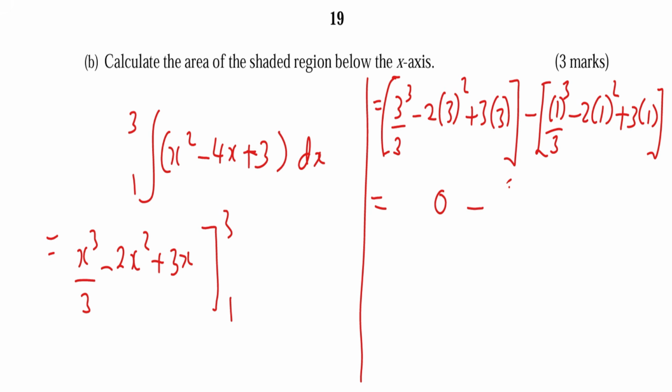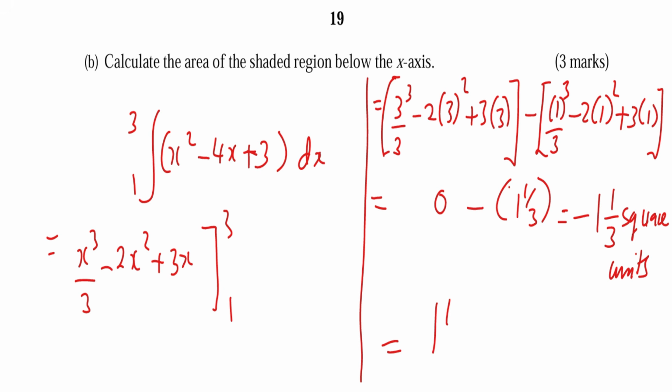For the minus, let's search for the other one. So 1 cubed divided by 3 minus 2 times 1 squared plus 3 times 1 gives me 1.333, which is the same as saying 1 and 1/3. So obviously, 0 minus that gives you negative. But remember, for areas we usually don't have negatives. Therefore, we ignore the negative part, and the answer should be 4/3 square units. So again, not that hard, and that is your answer.